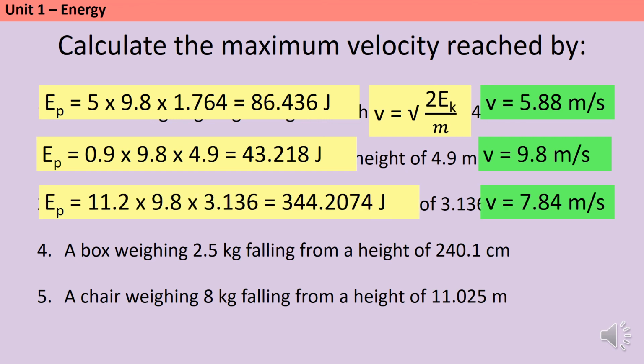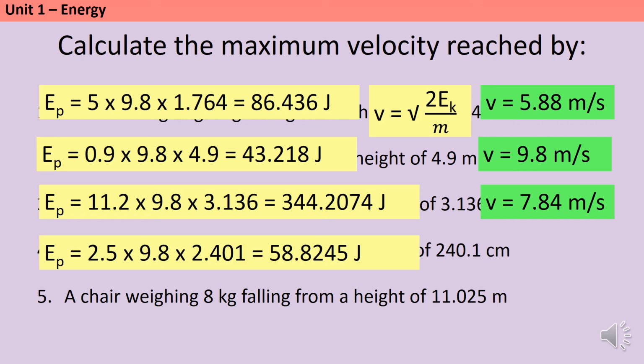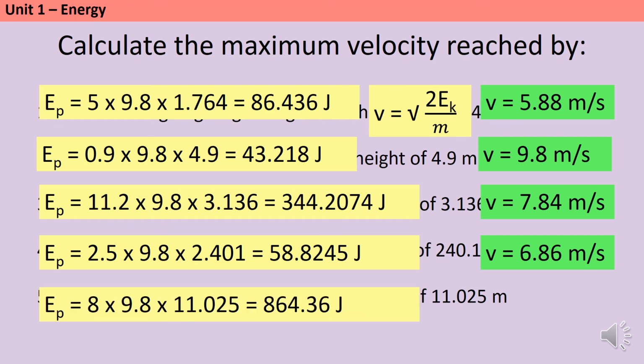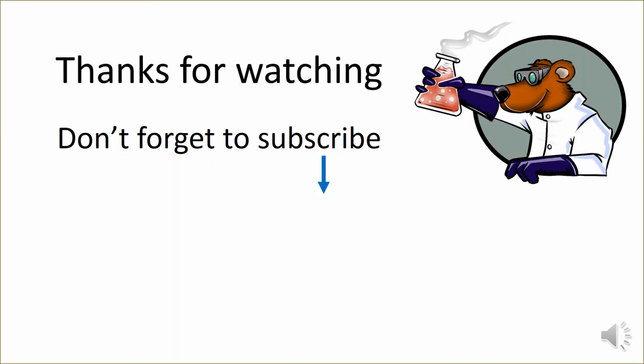My cat is going to have a maximum velocity of 7.84 metres a second, while the box, falling from a height of 240.1 centimetres, remember of course we need to convert that to metres, so it only has 58.8245 joules of gravitational potential energy, and therefore its maximum velocity is 6.86. And finally the chair has 864.36 joules of energy and is therefore able to reach a maximum velocity of 14.7 metres per second. I hope that you found walking through those calculations useful.